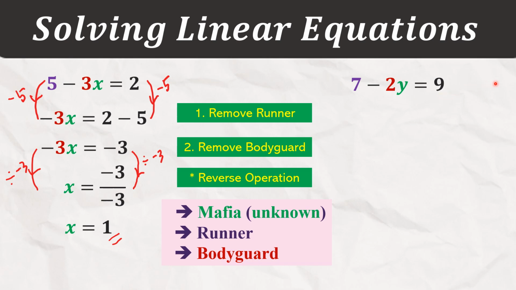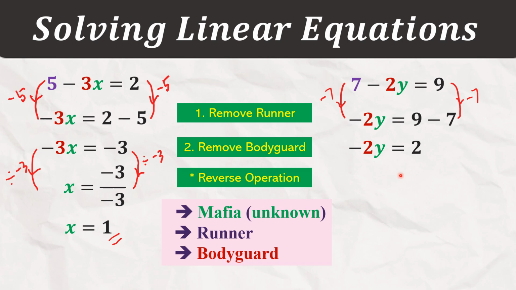So therefore, what I need to do is, remember, the first step is I will need to remove the runner. To remove the runner, I need to reverse the operation. So it's -7. Then I minus off another 7 on the right hand side. I simplify this, I will get -2y equals to 9 minus 7. And I simplify, I get 2 on the right hand side.